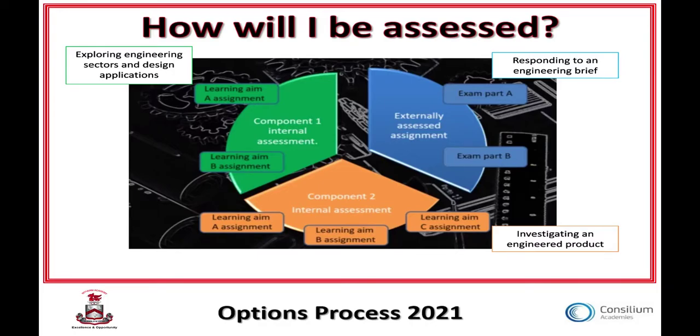How will I be assessed, continued? So the course is broken into 3 components. Each component has assessments that we need to match and respond to. Component 1 has 2 Learning Aim assignments, Learning Aim A and Learning Aim B. Component 2 has 3 learning assignments, Learning Aim A, B and C, and the externally assessed assignment consists of a 2-part exam, Exam Part A and Exam Part B.